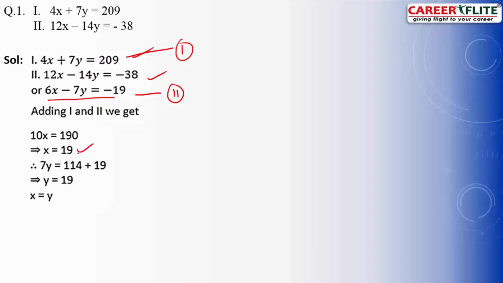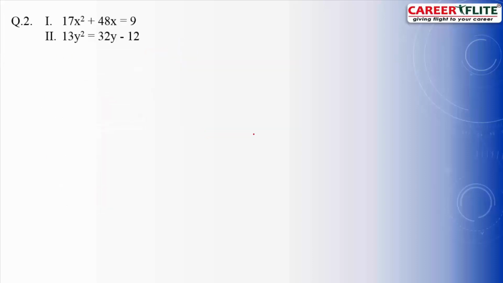If you put the value of x in either given equation 1 or 2, you will also get the value of y to be 19. So from here we find that x equal to y. So here x equal to y. Let us move to the next question.